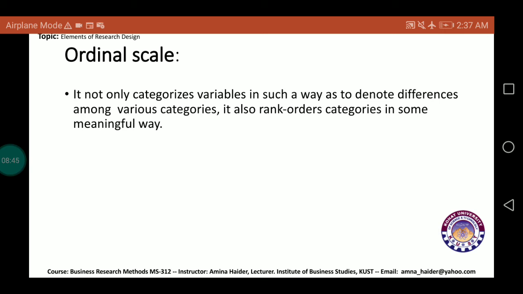So, in ordinal scale, they do not indicate magnitude of difference, but only the relative position of items. It has no absolute value. It only allows ranking of items from highest to lowest or from lowest to highest.